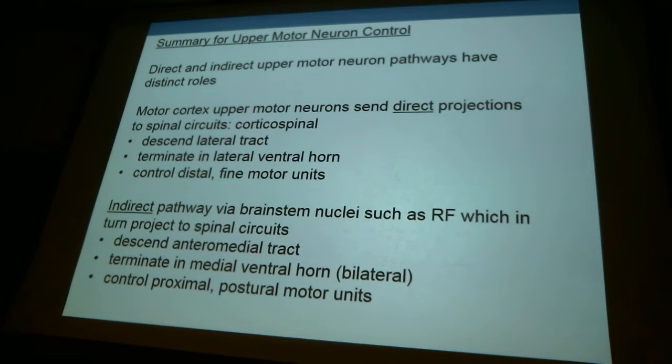Okay, so just to summarize what we're talking about, we have both indirect and direct pathways for motor neuron control. There are two sets of upper motor neuron pathways, and they have distinct roles. You have the motor cortex, which sends direct projections. It uses the corticospinal tract, descends in a distinct lateral tract, terminates in the lateral ventral horn, and controls these distal fine motor units. And then the brainstem nuclei constitute an indirect pathway via the reticular formation that in turn projects to spinal circuits, descends in the anterior medial tract, terminates in the medial ventral horn bilaterally, and controls these proximal postural motor units.